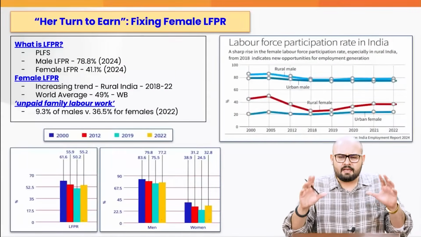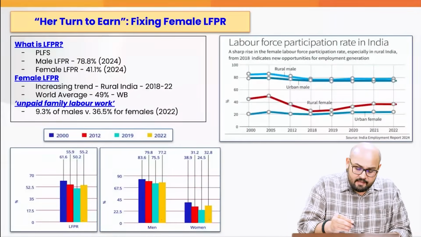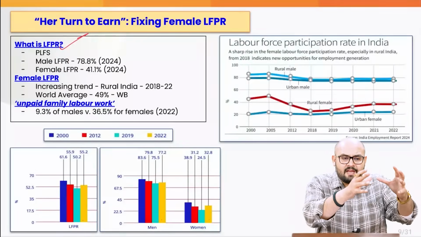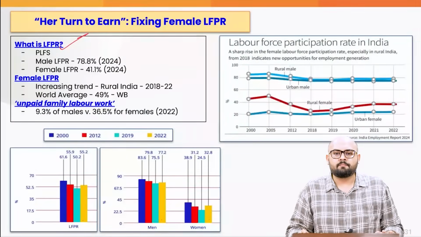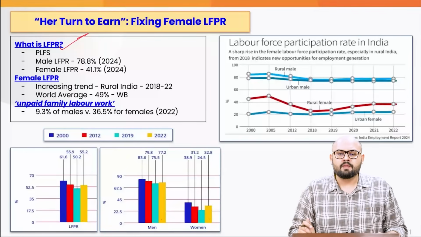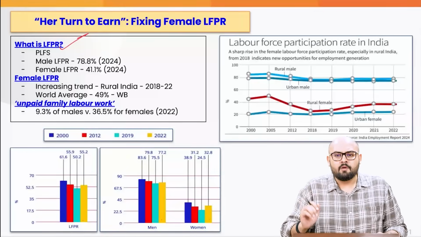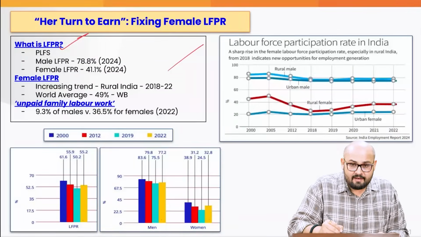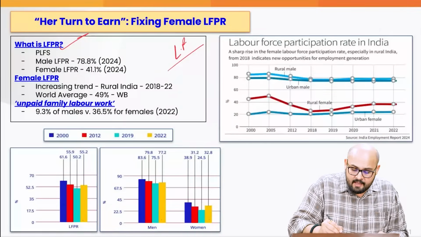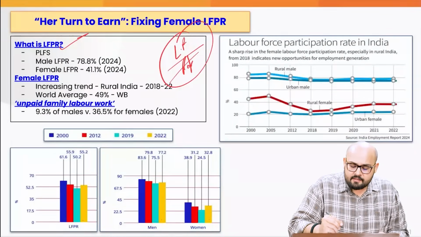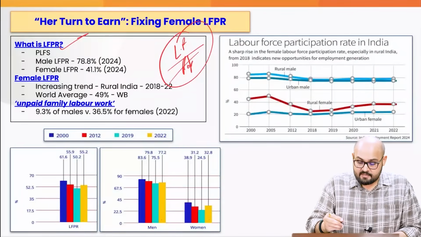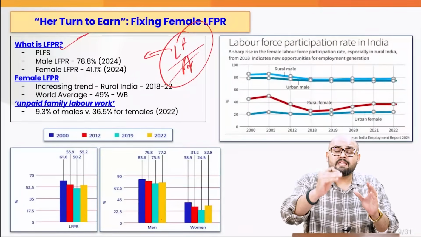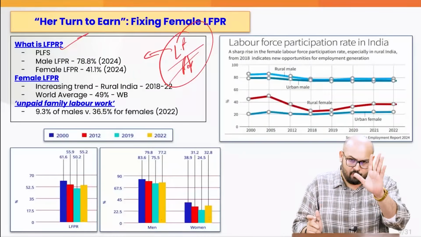Now, let's talk first about what labor force participation rate is. It is the proportion of labor force in the total population. The question is, what is labor force? People who are working or who are actively seeking work. So you have, let's say, the labor force and you have the total population. This is what the labor force participation rate is. And the labor force comprises those people who are working or who are actively seeking work. I hope that's clear.